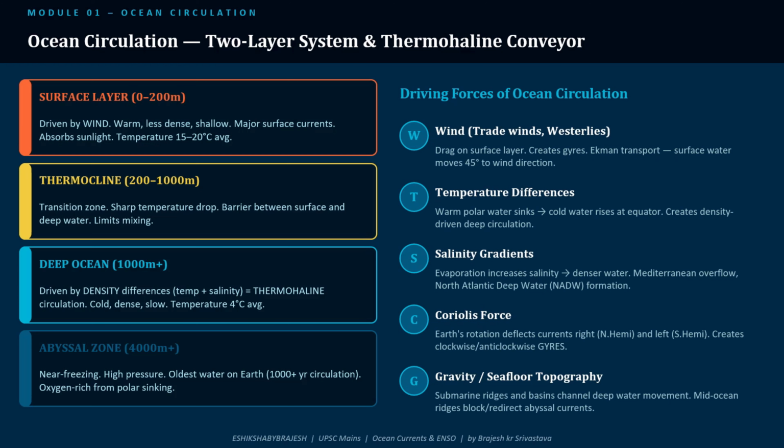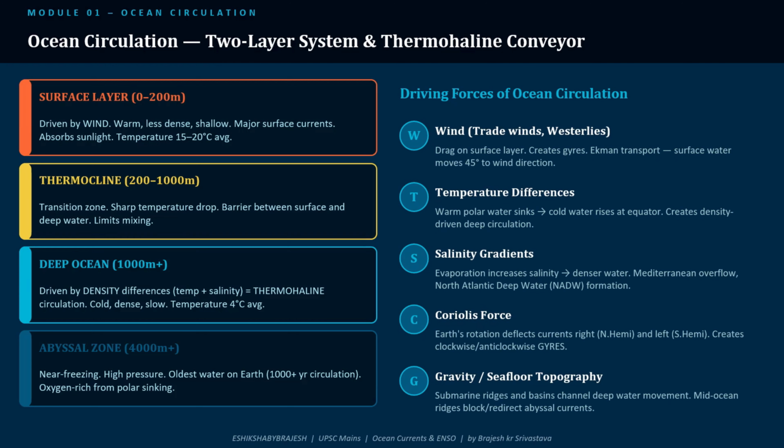Below this is the thermocline, a transition zone between 200 and 1000 meters depth where temperature drops sharply. This thermocline acts as a barrier. It inhibits mixing between the warm surface water above and the cold deep water below. The existence of this barrier is crucial for understanding El Nino. When El Nino develops, the thermocline deepens in the East Pacific, which is one of its defining features.